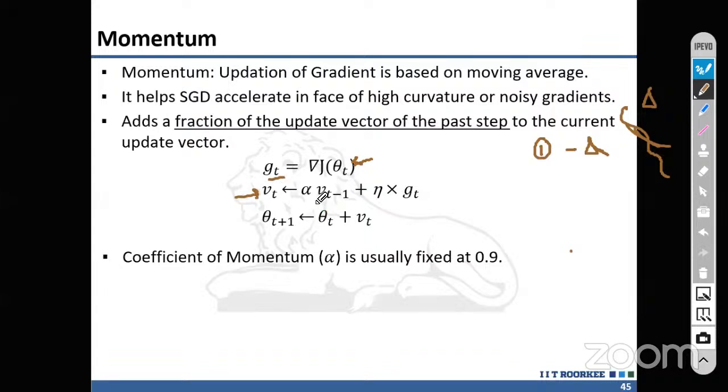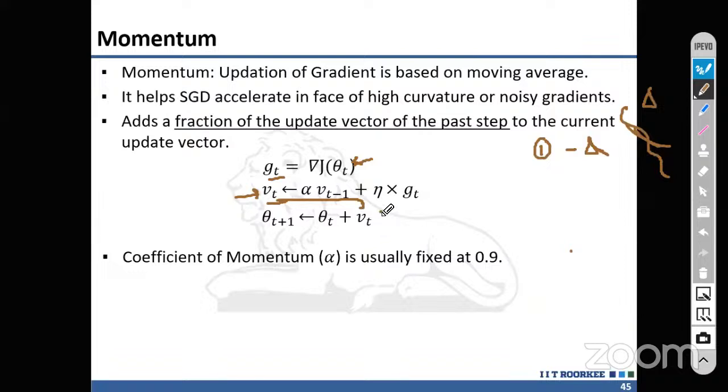Okay, so momentum is whatever you have. For example, initially Vt minus 1 will be, for example, 0.1. Then you add the current gradient, and then you get the Vt. So this Vt will be added with the weight. This value will be added with this weight.